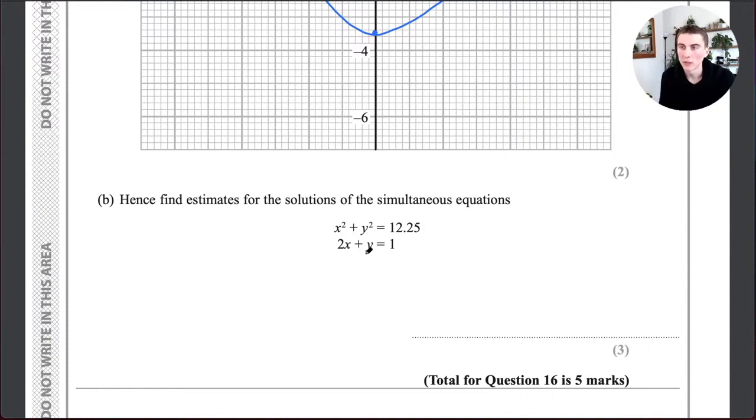So the first thing I'm going to do is take this line and rearrange it into the form y equals mx plus c. To do that, I'm just going to take this 2x to the other side. So I get y equals negative 2x plus 1. And that's really helpful because I've got this minus 2 in front of my x, so I know that m, the gradient, is minus 2. And I've got this here, so I know that c is positive 1.